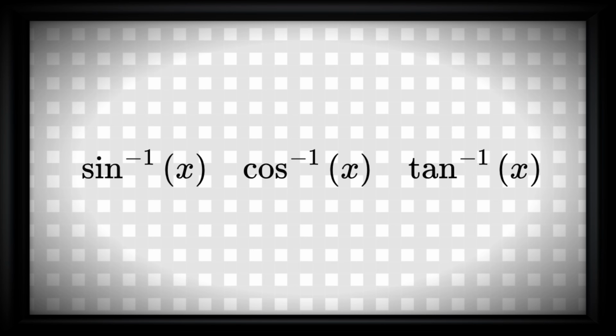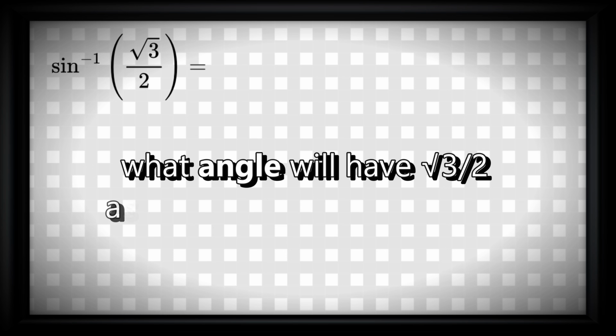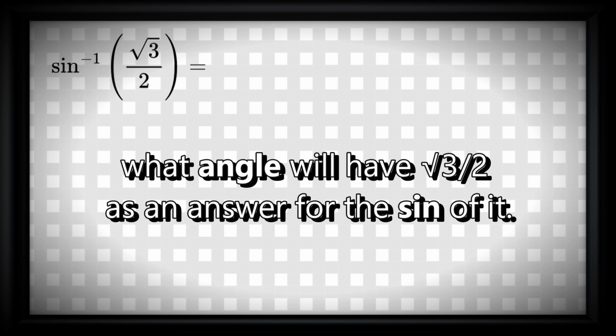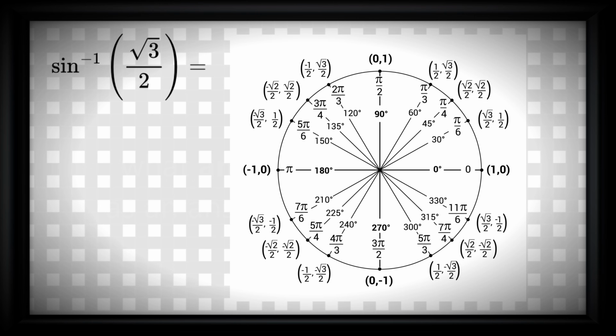If you are given an inverse sine, cosine, or tangent equation, it's not that difficult. For example, in this one where it's inverse sine of root 3 over 2, all it's asking is what angle will have root 3 over 2 as an answer for the sine of it. Looking at our unit circle, we see it in two places.